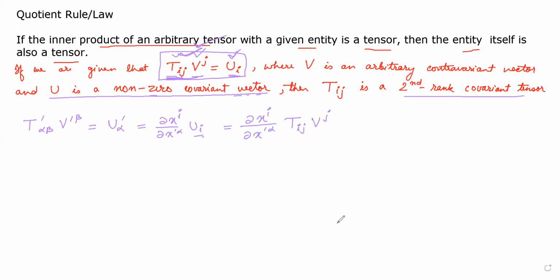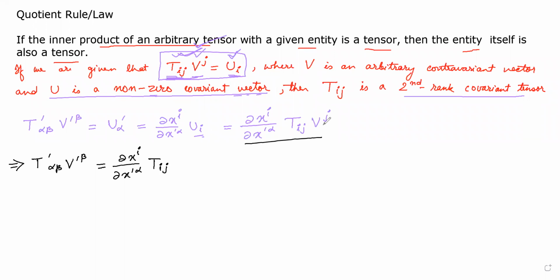Okay, I think the color is too light. Let me change it to a darker color, maybe black. So this implies T prime alpha beta. This is the left hand side. V prime beta. We are simply rewriting the left hand side. And let me write the last term on the right hand side. That is dou xi by dou x prime alpha, Tij.